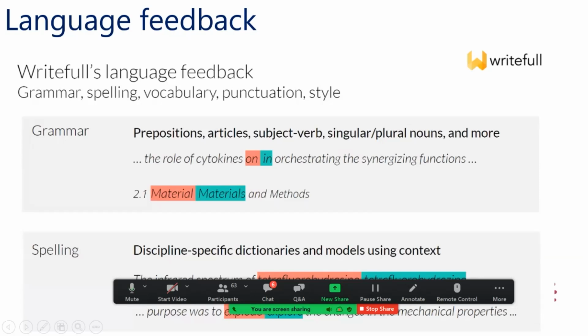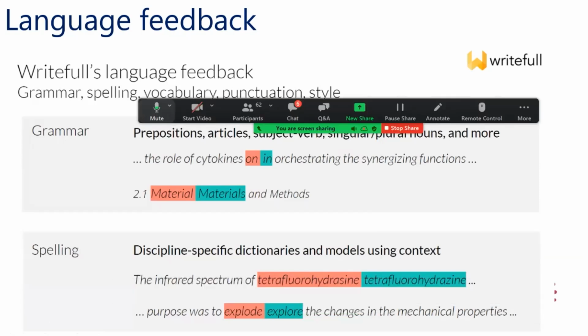And then there's also spelling suggestions, and spelling suggestions are not just in terms of English language principles, but in terms of subject-specific scientific terms. So Writeful would pick up if you have spelled a scientific term incorrectly, whereas a general English editing tool would not be able to do that.